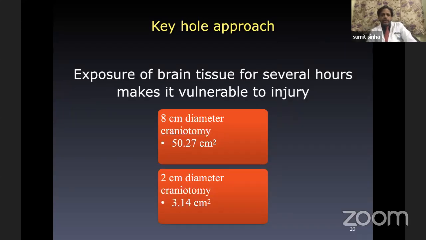Another advantage of a keyhole approach is that the total exposure of the brain tissue in an average craniotomy of 2 by 2 centimeters is only 3.14 centimeters square, which is very, very less as compared to an exposure provided by the normal conventional craniotomy. And as you all know, during the long hours of surgery, under the microscopic heat, the brain is vulnerable to damage from the heat of the microscope. So the damage to the brain is minimized.